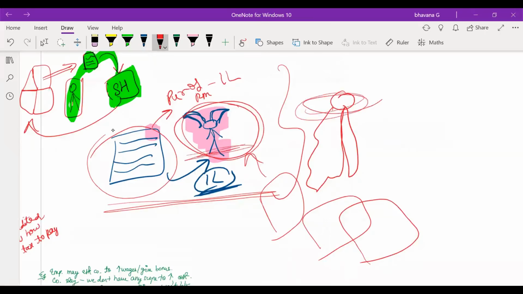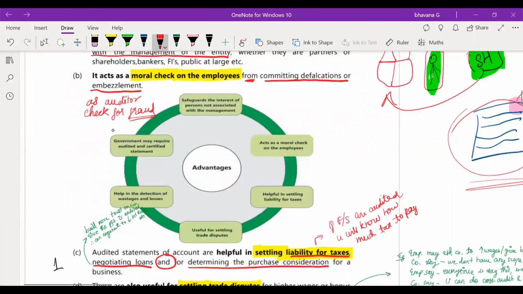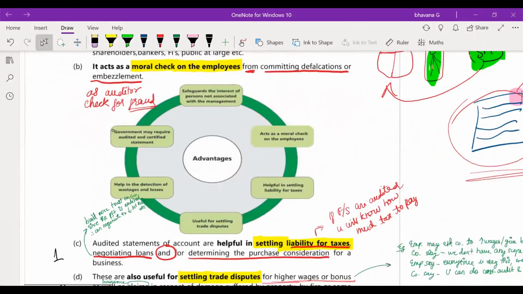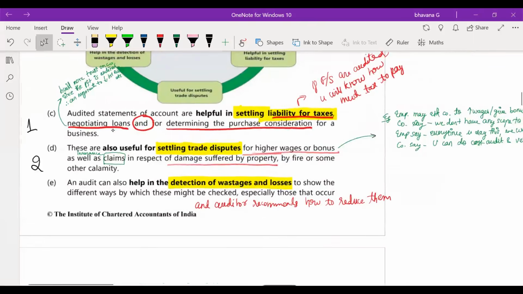In such a case, this will act as a moral check on the employees. The employees will be discouraged from doing such activities. That is what is told in the second point. It acts as a moral check on employees from committing defalcations or embezzlement, as the auditor will check for fraud. Okay. Third point, they tell you that audited statements of account are helpful in settling liability for taxes, negotiating loans, and for determining purchase consideration.